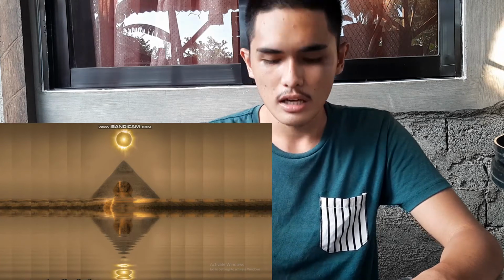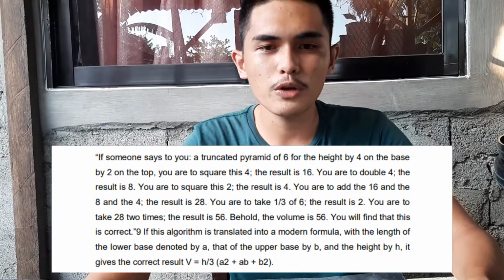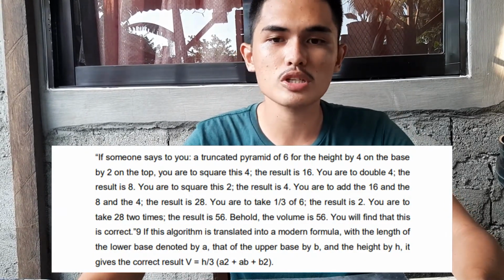Since the Egyptian problem 50 has the same number that we get in the modern formula, hence the problem is correct. So we proceed to problem 14 of the Moscow Papyrus.